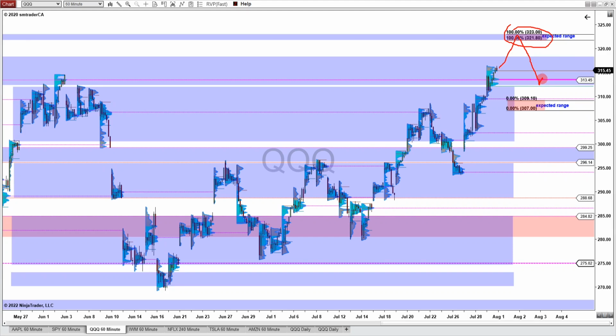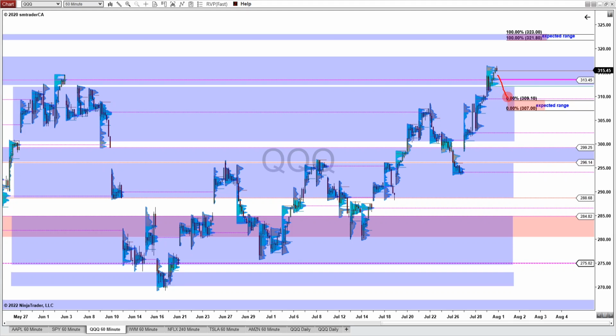And if it doesn't, then we expect to look for the price to continue to move back into this June balance area and tag this lower range of the expected move. The other scenario is for the price to come back into this June balance area and move down to the lower range of the expected move.